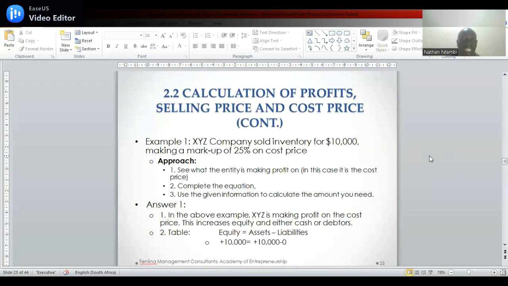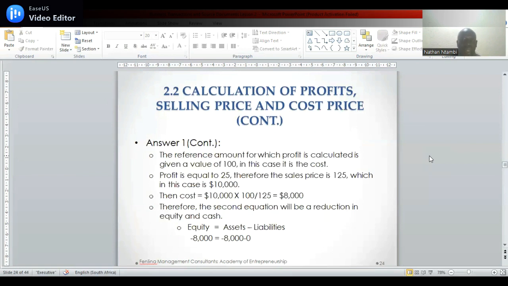See what the entity is making profit on, in this case, the cost price. Complete the equation. Use the given information to calculate the amount you need. The answer goes as follows. In the above example, XYZ is making profit on the cost price. This increases the equity and either cash or debtors. And therefore, the table is going to be equity, which is plus 10,000, equals asset, which is 10,000, minus liability of 0.